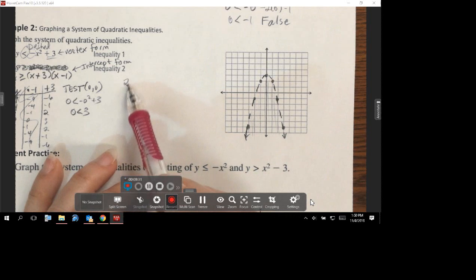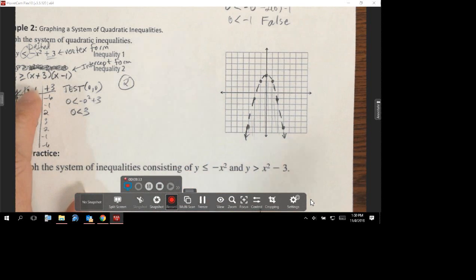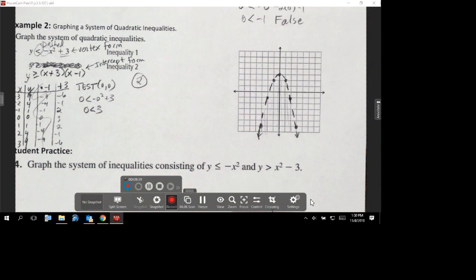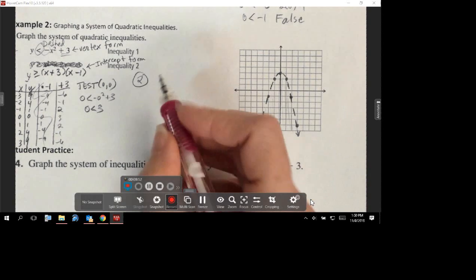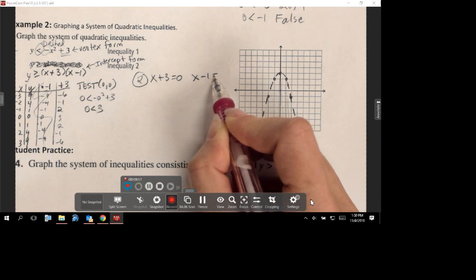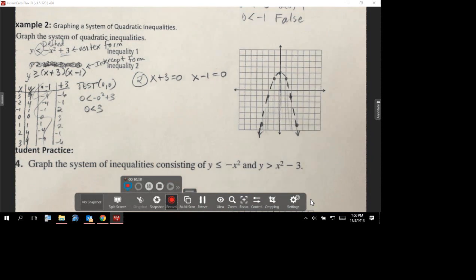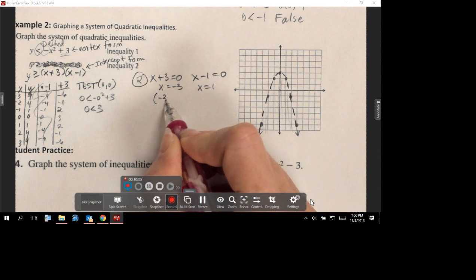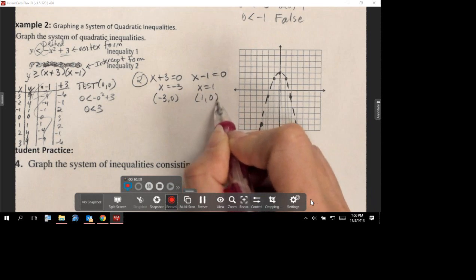Okay, so now we're going to do number 2. Equation number 2 is y equals x plus 3 times x minus 1. So that is in intercept form. So let's review. How do we graph when it's in intercept form? They're x-intercepts, but how do I find the x-intercept? We're going to set them equal to 0. So I have x plus 3 equals 0 and x minus 1 equals 0. So you're setting the factors equal to 0. x equals -3, x equals +1. These are x-intercepts: -3, 0 and 1, 0.